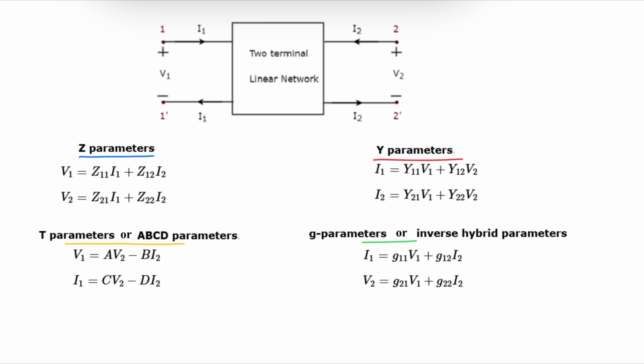G parameters are inverse hybrid parameters. I1 is G11 V1 plus G12 I2. V2 is equal to G21 V1 plus G22 I2. These are all the parameters of a two-port network.